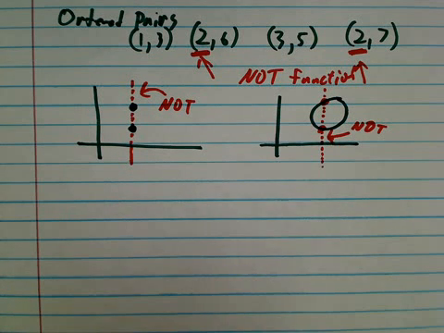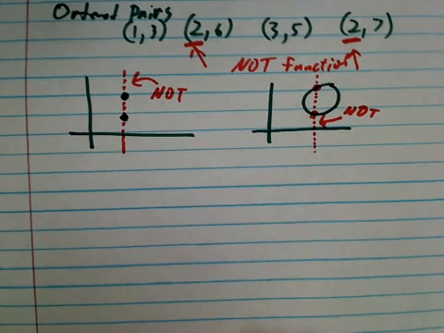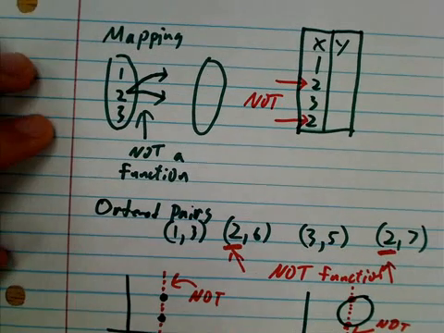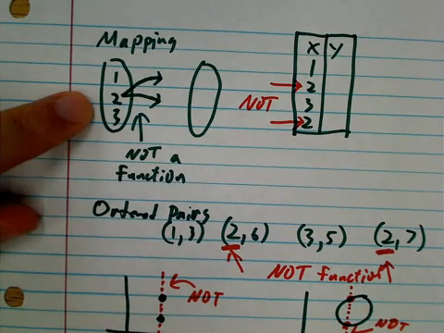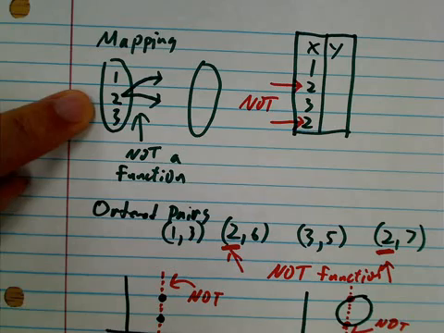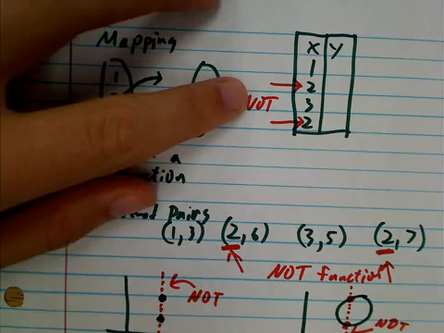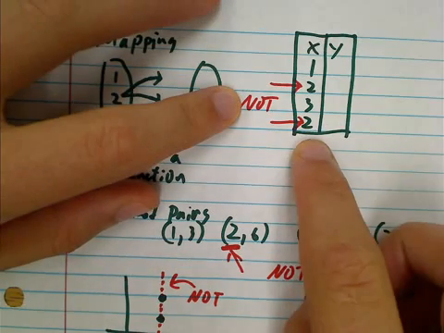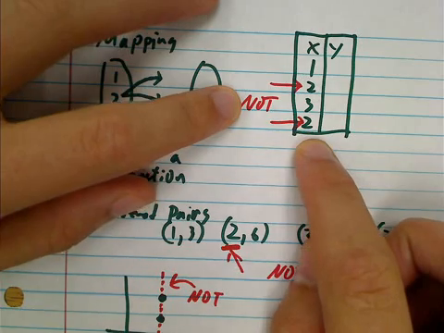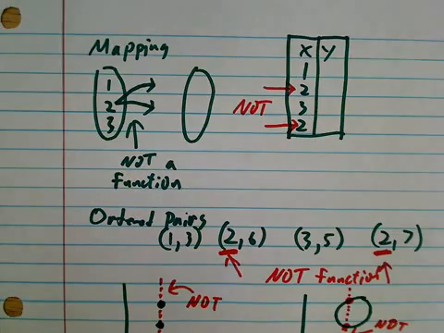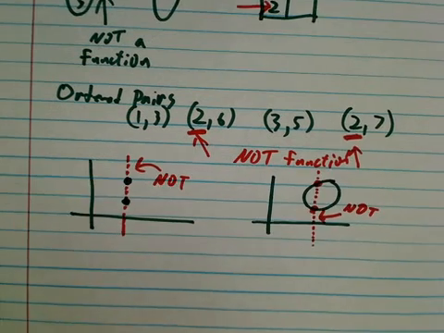Okay, so basically I've shown you a bunch of not-functions. If it doesn't fall under what I've said here, then it is a function. So let's go back up to the top. If you don't have more than one arrow coming out of the same number, then it is a function. Looking over here, if you don't have the same number more than once in the x's, then it is a function. Looking at some ordered pairs.